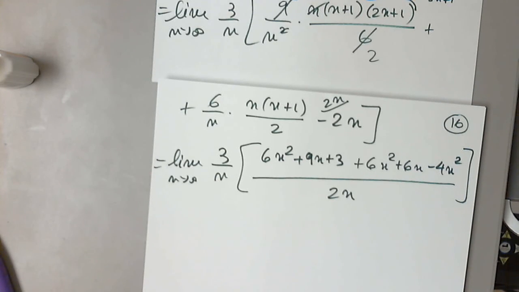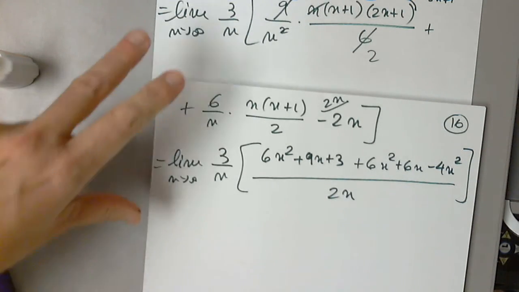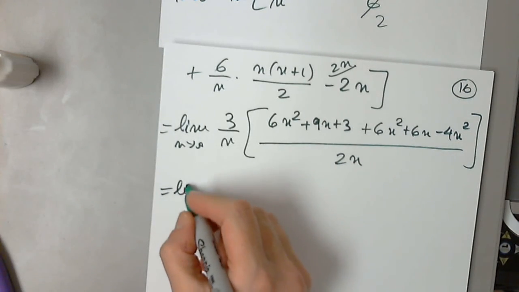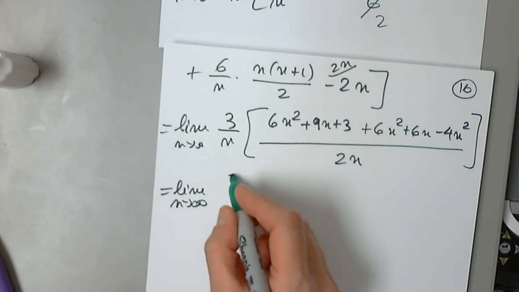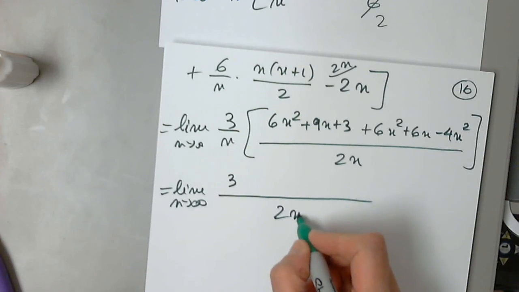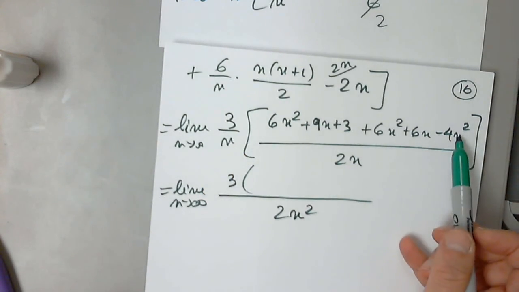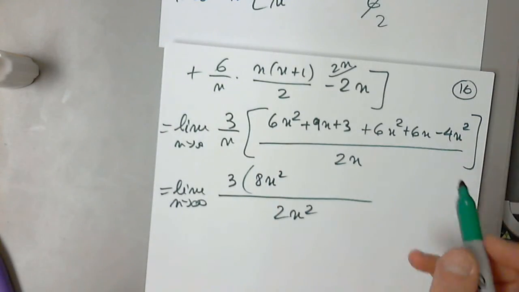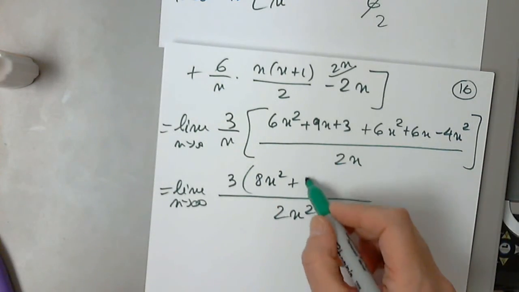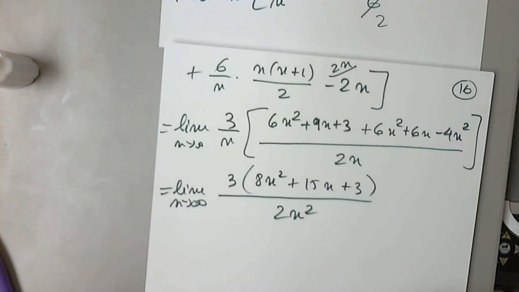Okay, now I collect my terms. I have 12 minus a 4, which is an 8. Looks promising. So this is limit as n approaches infinity, 3 over 2n squared. I multiply these two now. 6 plus 6, 12 minus 4 is 8. And this is plus 15n, and plus 3.